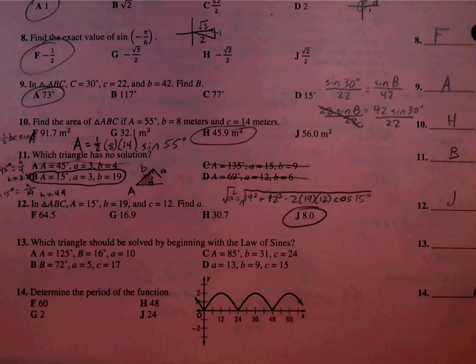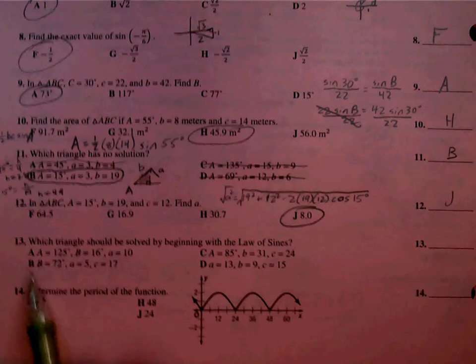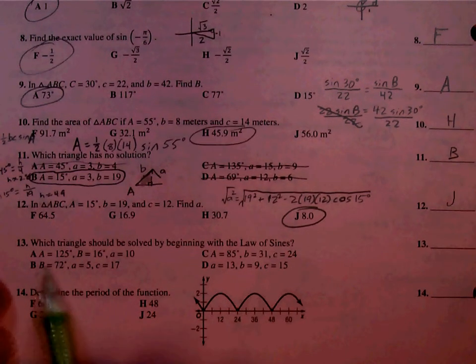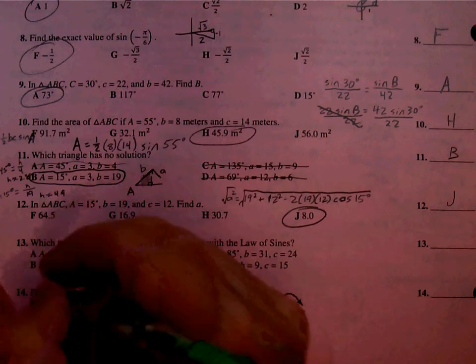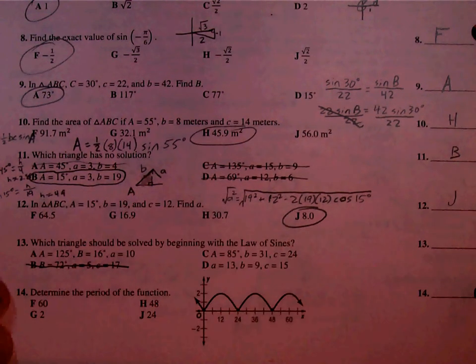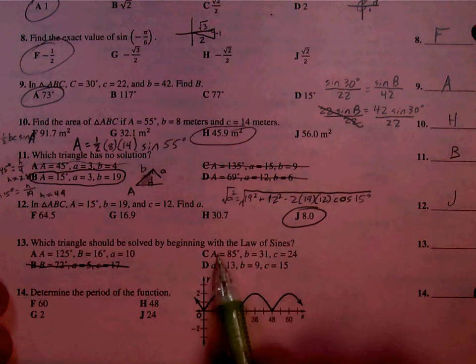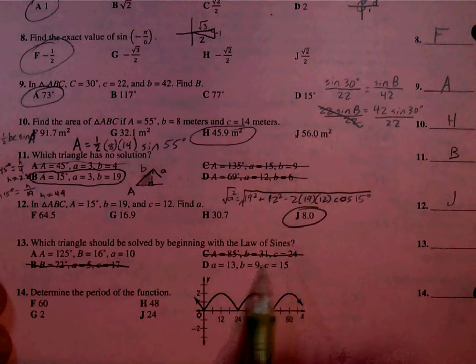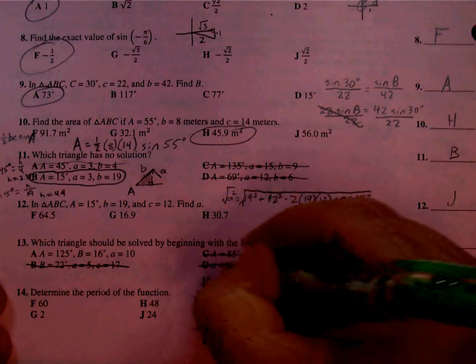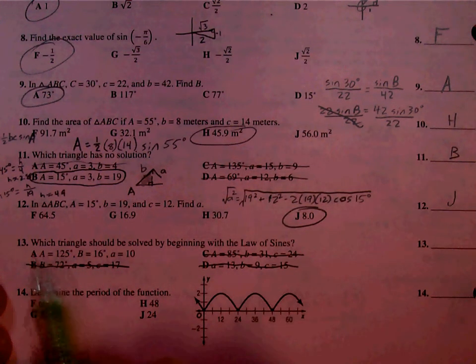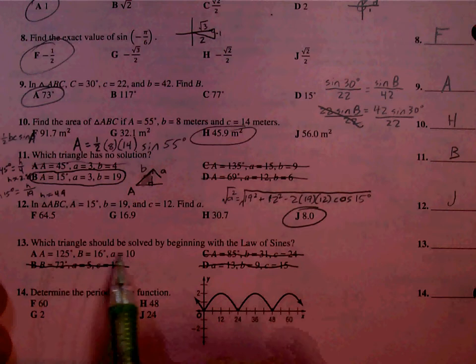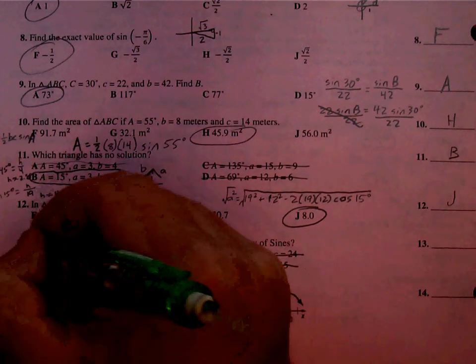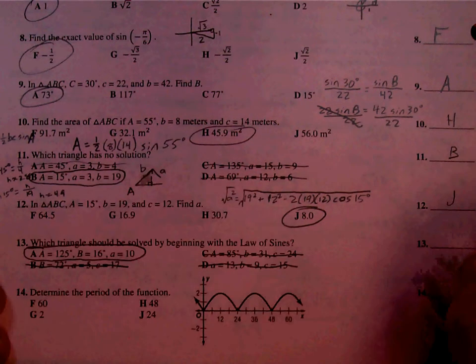All right, which triangle should be solved by beginning with law of sines? Well, okay, if you look at B, we cannot start with it because we know angle B, but we don't know side B. We can't find it using law of sines, so I can't start with that one. C, we have angle A, and only angle A. I don't have side A, I can't do that one. D, I don't have any angles at all, so I can't start with it. So I think only option A gives us angle A, and we know side A. So we can use law of sines in that problem because we know both A's and we know one other piece of information. So 13 is A.